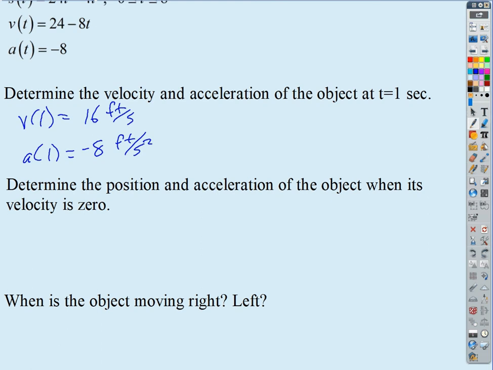I just get 24 minus 8t equals 0. Push the 8t over here. So what's the solution? t equals 3 seconds is when that happens. And so what would I do to find the position and acceleration when the velocity is 0?